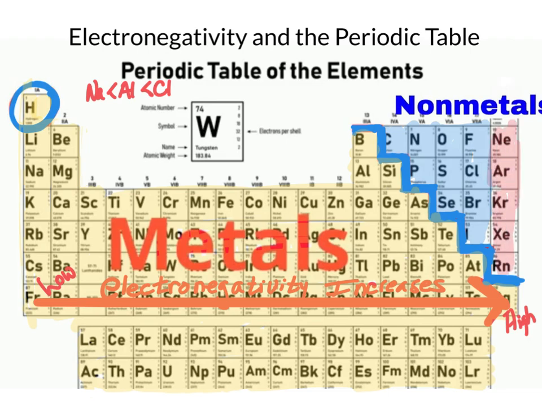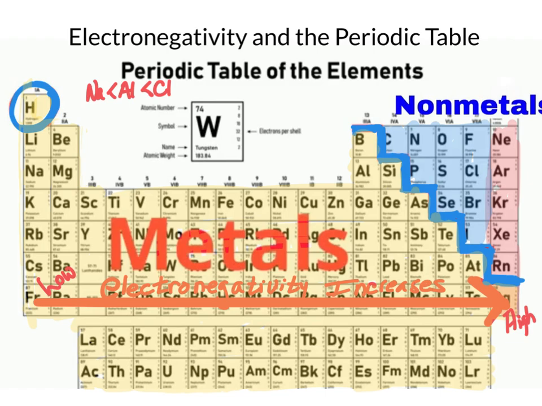The electronegativity also changes dependent upon how far those electrons are from the nucleus. So we see that as the electrons get further and further away, the nucleus has less of an attractive force for those electrons. What that means is as the atom gets larger, the electronegativity decreases.